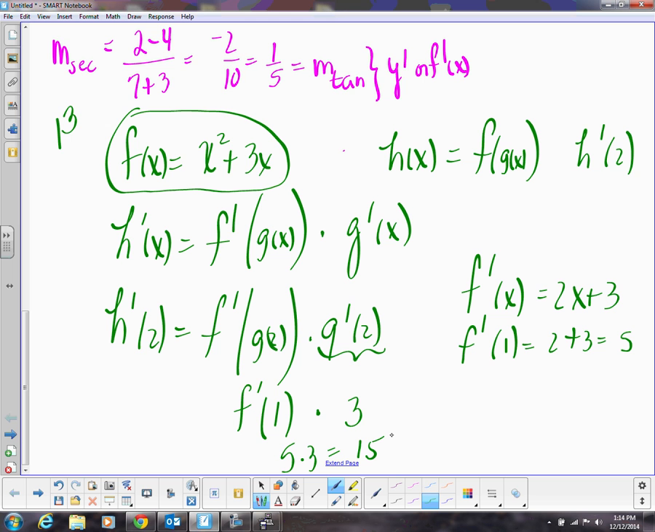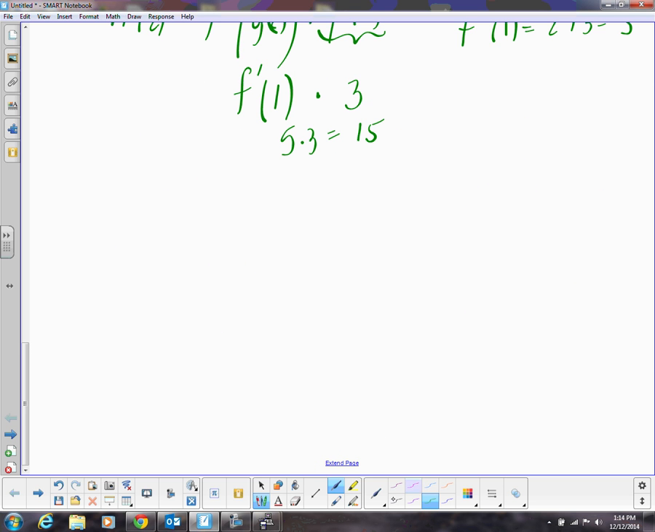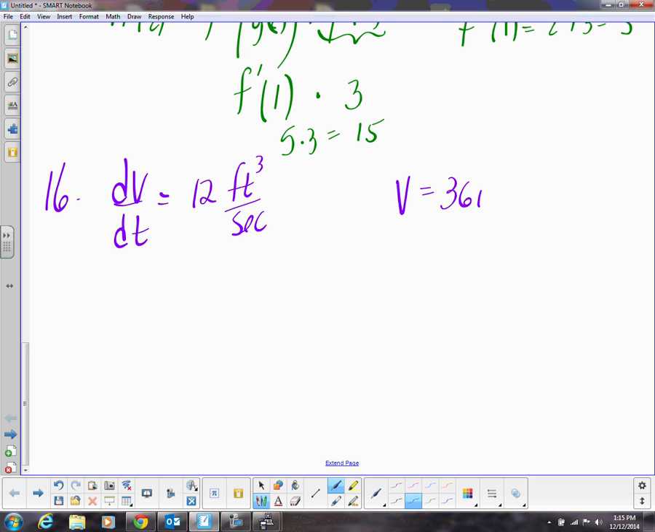All right, and then on page 119, we've got number 16. Ooh, look at that. Another related rate. All right, so 16, the volume of an expanding sphere. Volume is expanding at a rate. That's going to be dV over dt. That's 12 cubic feet per second. When the volume of the sphere is 36 pi, how fast in square feet per second is the surface area increasing?